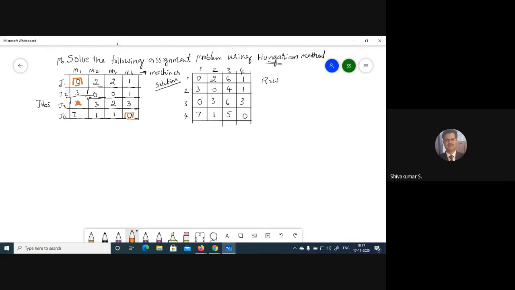Now you check here, first column, no zeros. Second column, you have a single zero. Remember, you have to do only single zero allocation. You can't do it if there are two zeros. Correspondingly, when you go column wise, you have to strike out the zeros in the row. Because you have taken this column, this zero has been struck out. Now third column, no zeros. Fourth column, allocation already done.